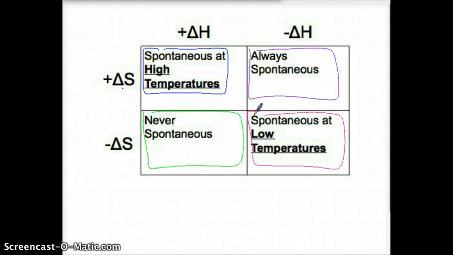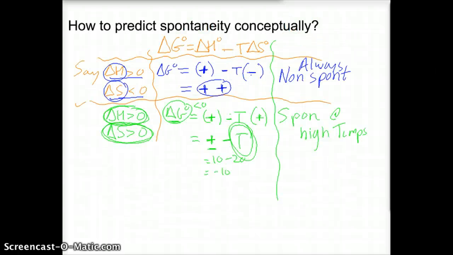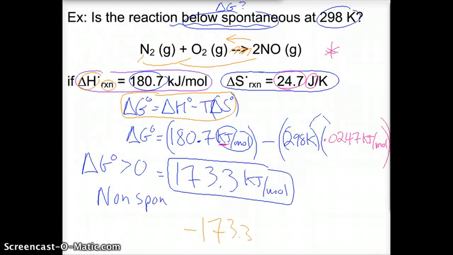So what you need to be able to do is predict spontaneity given qualities like this without numbers, using this reasoning here. Also, do the actual calculations to determine what delta G is to predict spontaneity. And understand, basically, as a warning, you've got to watch out for your units of delta S and delta H when you plug them into this equation.